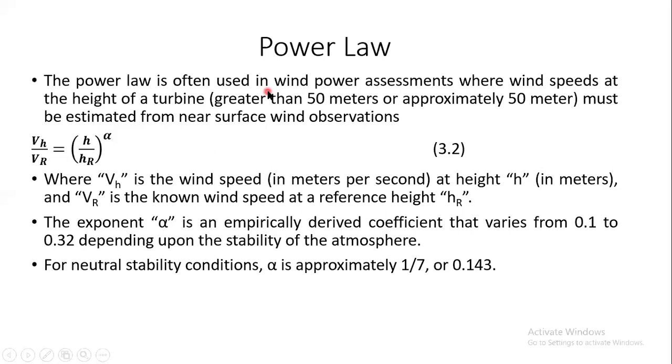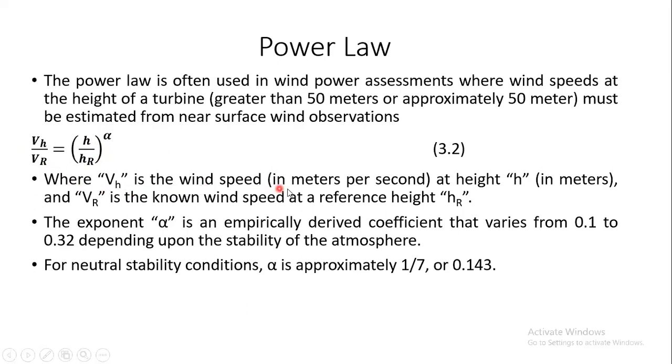The power law is often used in wind power assessments, where wind speeds at the height of a turbine, greater than 50 meters, or approximately 50 meters, must be estimated from near-surface wind observations. The formula is VH over VR equals (H over HR) to the power alpha.